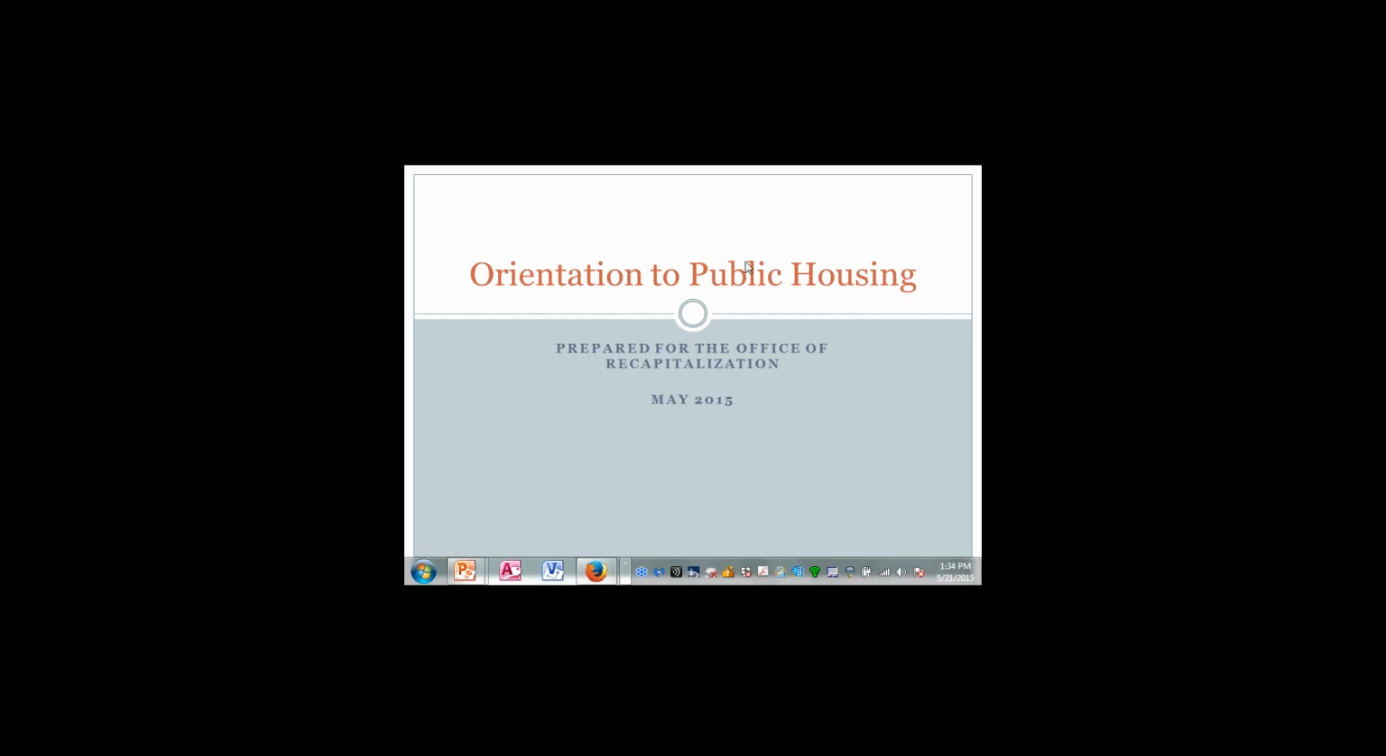Basic overall public housing concepts, and we want to keep it at a fairly high level. I think any of these topics would warrant training of its own that could last for days, but we're going to try to keep it short and then possibly take some questions at the end if you want to dig down a little bit deeper.